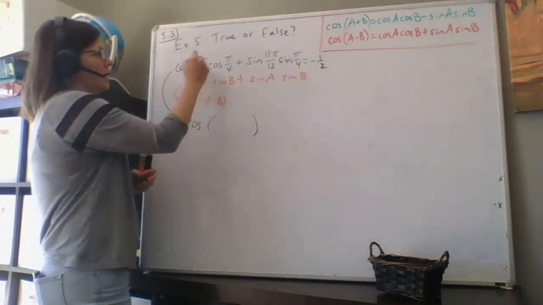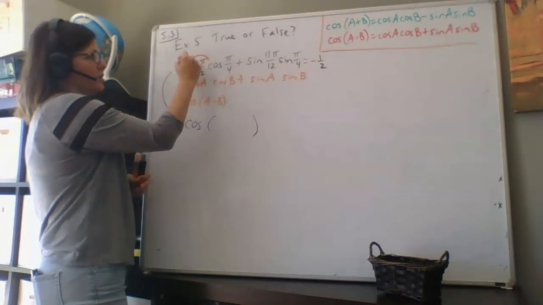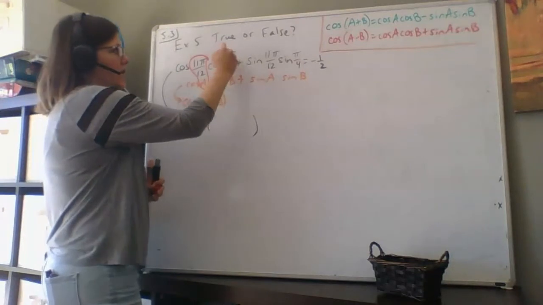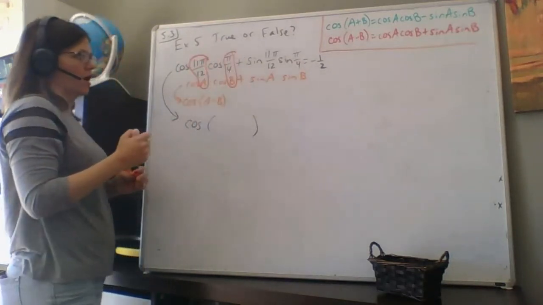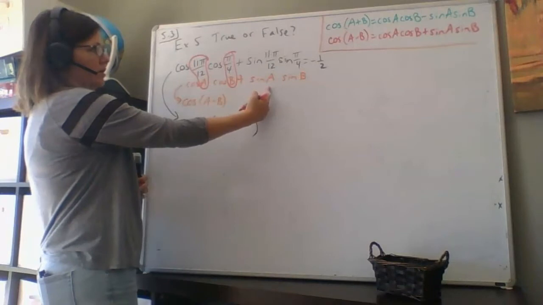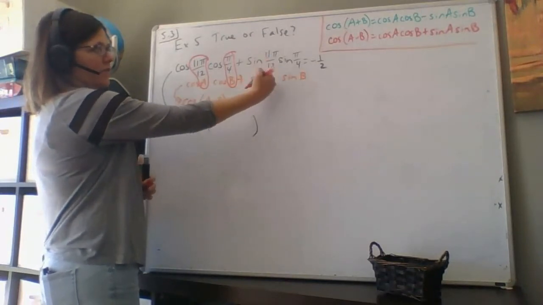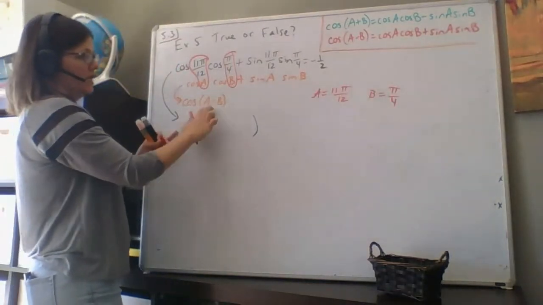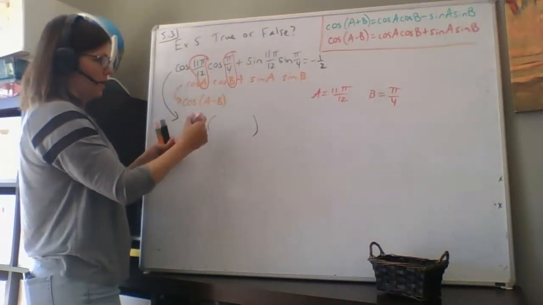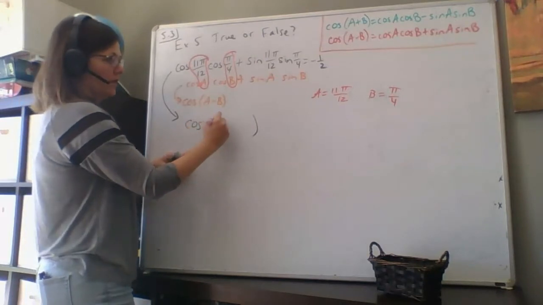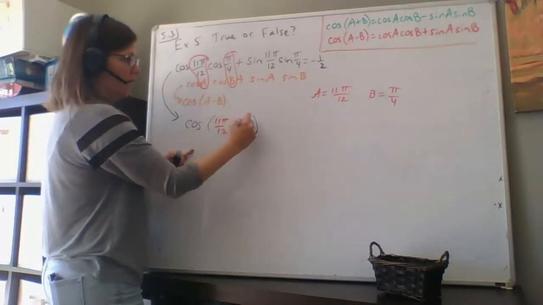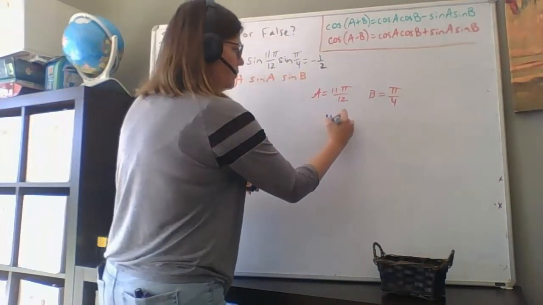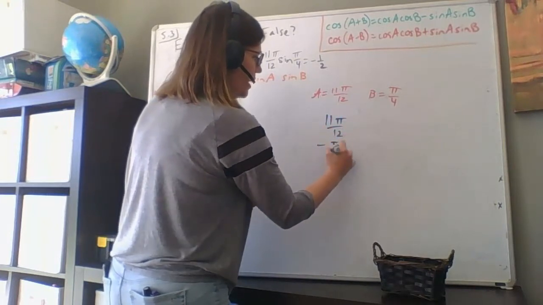So one thing you might want to notice is the connection. Here, A is going to be that 11 pi over 12, and B is the pi over 4. You can see that same consistency where A is 11 pi over 12 and B is pi over 4. Therefore, plugging those values into the cosine of A minus B, we can put cosine of 11 pi over 12 minus pi over 4. I'll take this calculation over to the side: 11 pi over 12 minus pi over 4.